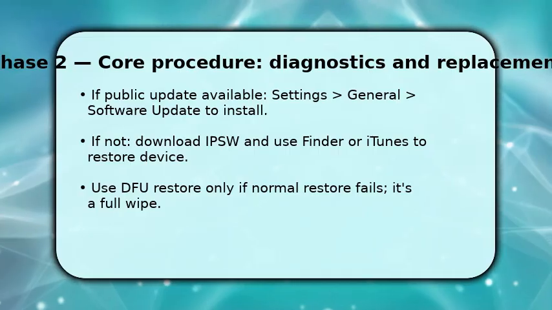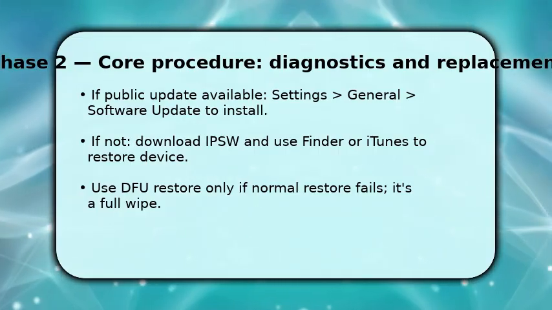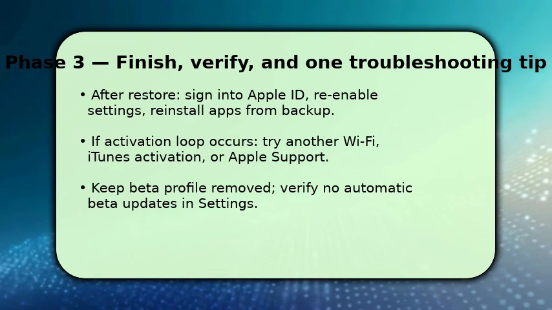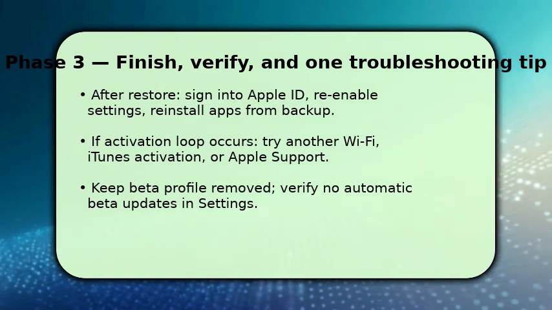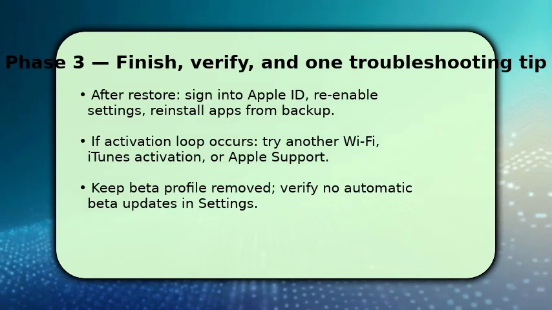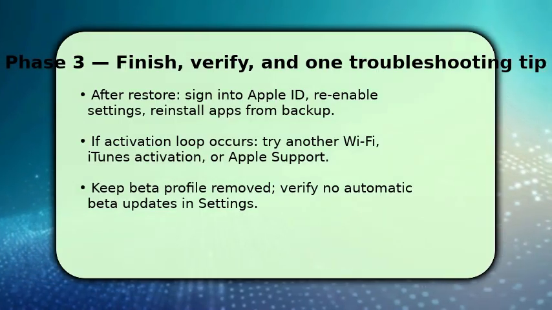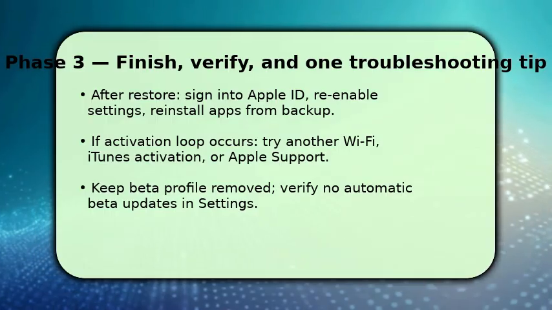You finish by signing back into your Apple ID, restoring your backup, and checking that automatic updates no longer show developer betas. If you hit an activation loop or errors, try another Wi-Fi network, connect to Finder or iTunes on a computer for activation, or contact Apple support for account-side fixes.